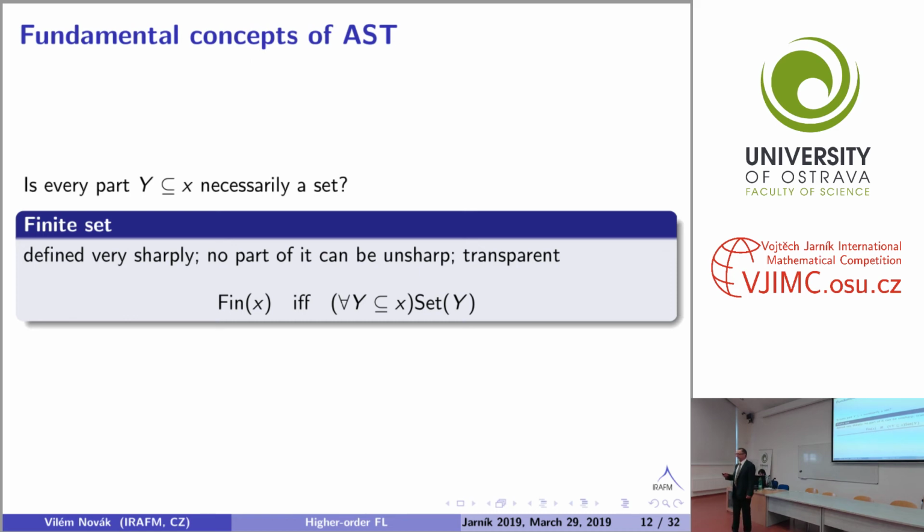So such a set is so big that you cannot say that any part of this set really is a set. Therefore, this is the basis of the definition. What does it mean, finite set? It is defined very sharply, and no part of it can be unsharp. So we say that a set is finite if any part of it, any subclass of it, is a set.